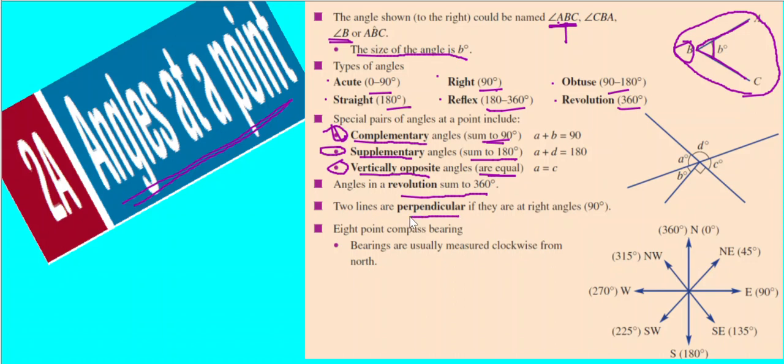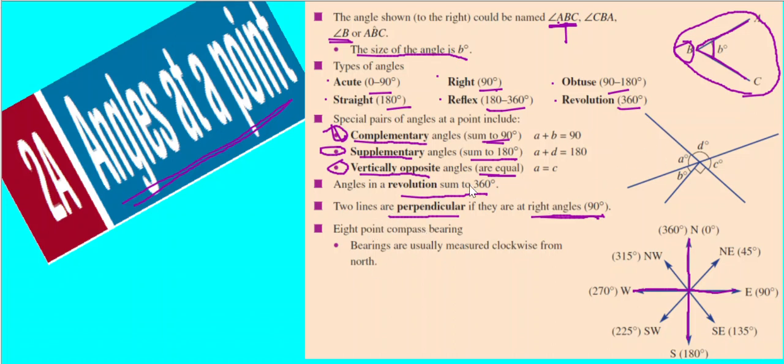Lines are perpendicular if they are at right angles. So if we look down at the compass point here, or bearings, if we take that line from east to west and that line from north to south, we say that they are perpendicular to each other because they are at right angles, at 90 degrees. None of that should be new. It's stuff that we did last year in Year 7.